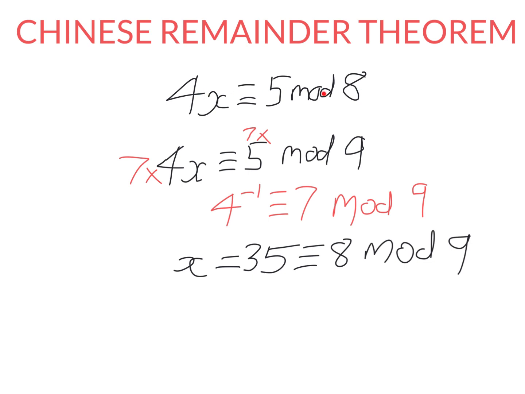But this equation here doesn't have a solution, and you can probably see that. 4x, 4 times an integer, is always going to be even, and an even integer can't be equivalent to 5 mod 8, because 5 mod 8 is always going to be odd. So this one here has no solution.